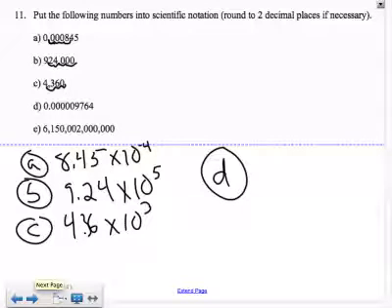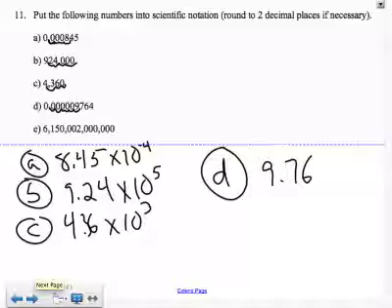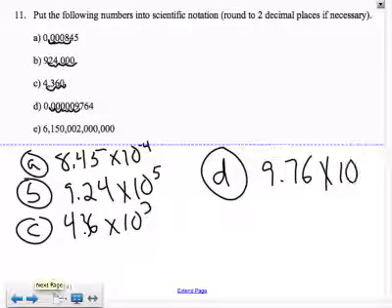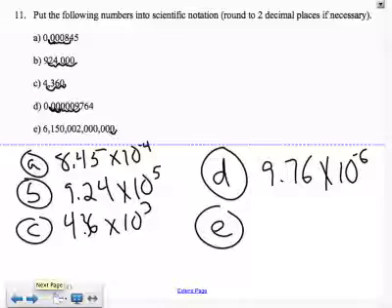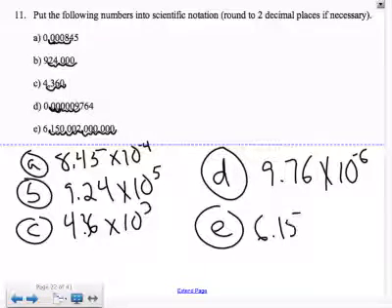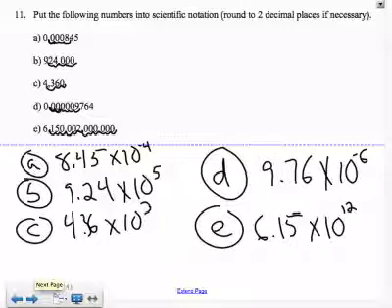D, moving the decimal 1, 2, 3, 4, 5, 6 times to get 9.76, and I'm going to round off that 4, times 10 to the negative 6th, because I had a decimal, I had to move it to the right 6 times. And finally, E, you have to move 1, 2, 3, 4, 5, 6. Don't stop here because you have to keep going. 7, 8, 9, 10, 11, 12 times, and you get 6.15, and I'm going to round off the rest of it. 6.15 times 10 to the 12th power, and since that's a really big number, I know that should be a positive exponent.